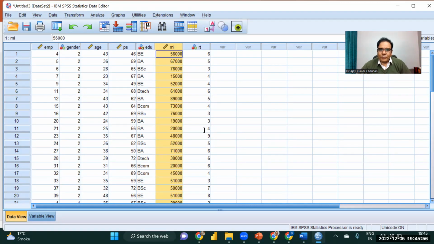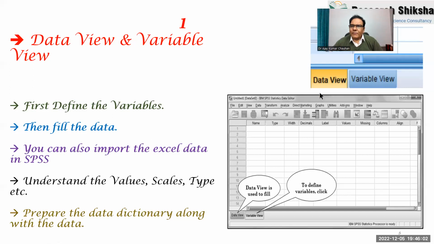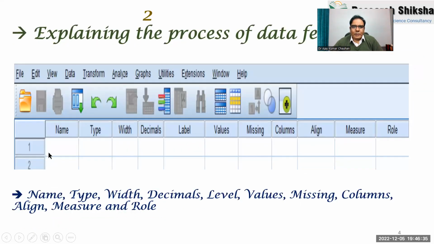Okay, so just see what we have covered. We have covered what is data view and what is variable view. So first we have to define the variables, then fill the data. You can also import the Excel data in SPSS. How we can, we already saw that. And we have to understand the values, scales, types, etc. And we have to understand the variable names, the type of the variables. And I already explained to you the meaning of name, type, width, decimal, level.